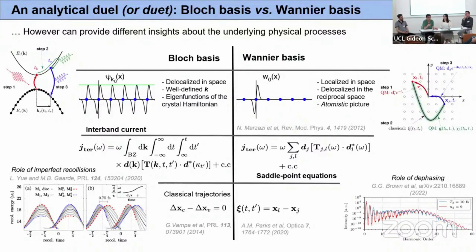And this is even further highlighted if we apply the saddle point approximation and look at the classical trajectory. This was mentioned also in the morning. And we have that, unlike atoms, this term is different from zero, which suggests the delocalized nature of the harmonic generation in solids.